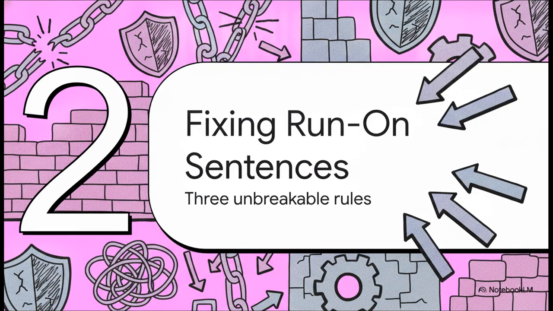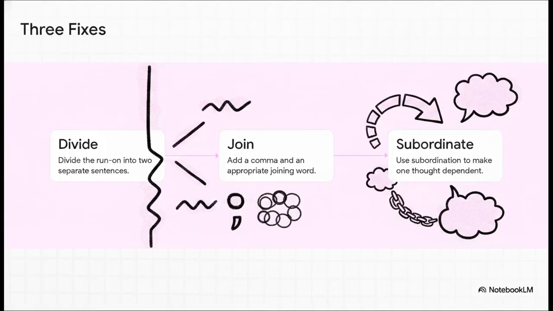Moving right along to part 2, 3 fixes for run-ons. Okay, so now that we know exactly how to spot the structural weaknesses, both those fused sentences and the comma splices, here are the 3 actionable steps you need to add to your grammar toolkit. Step 1, divide the run-on into 2 completely separate sentences. Step 2, add a comma and an appropriate joining word. Or step 3, use subordination, which basically just means making one of those complete thoughts dependent on the other. Try to lock these 3 steps into your brain.